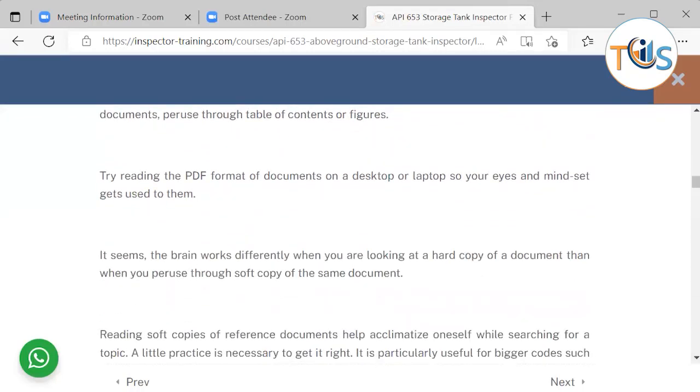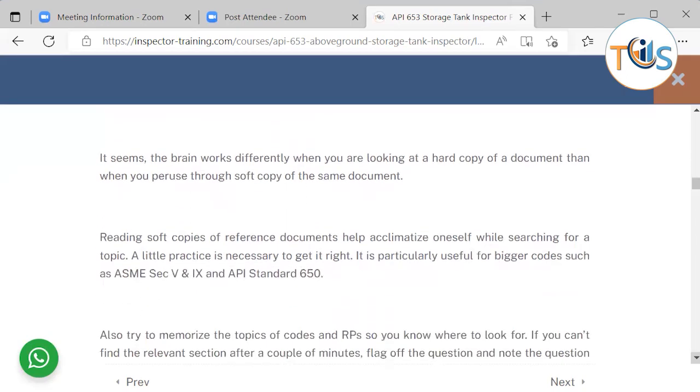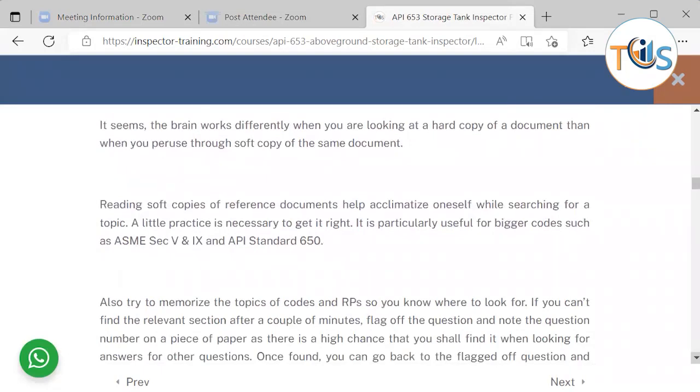Try reading the PDF format of documents on a desktop or laptop so your eyes and mindset get used to them. It seems the brain works differently when you're looking at a hard copy of a document than when you peruse through a soft copy of the same document. Reading soft copies of reference documents helps acclimatize yourself while searching for a topic. A little practice is necessary to get it right. It's particularly useful for bigger codes such as ASME Section 5 and 9, as well as API 650. These are between 500 to 1000 pages.